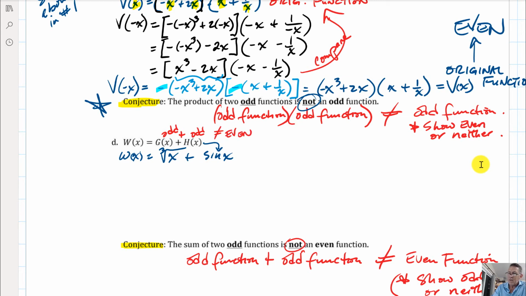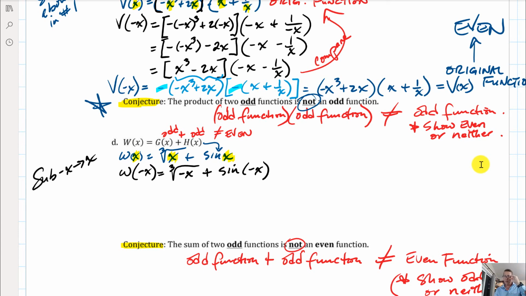Here we go. So what we do is what I've been saying all along. We substitute negative x in for x and see what happens. So we start off with w of negative x, and we substitute it in the cube root function. So the cube root of negative x plus the sine of negative x. So notice that I just substituted wherever I see x. X comes out, negative x goes in.